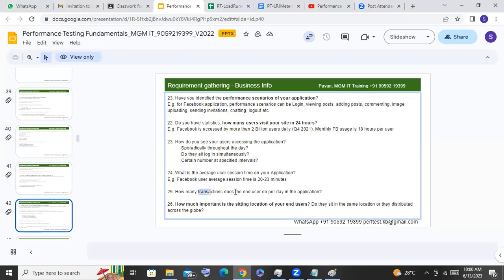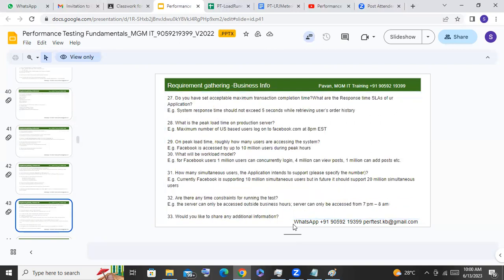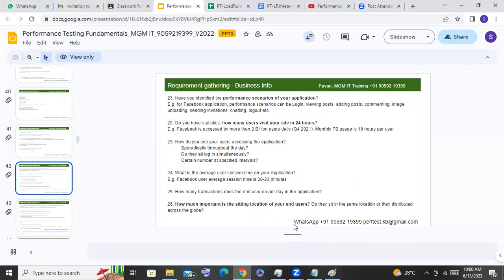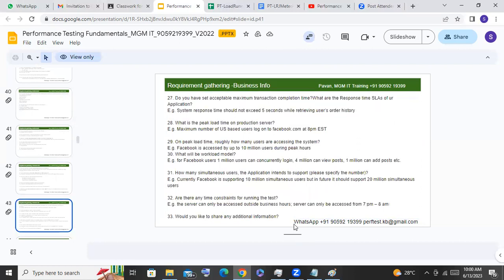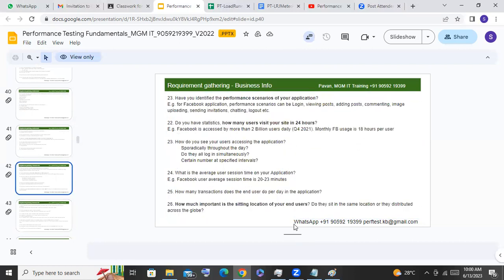How many transactions does the end user do per day in the application? What is the importance of the location of the end users? You would gather that information also. Clear about it, guys? There are some more requirements gathering that we would go through, but I would stop at this point. I'm already 15 minutes over time. Do you have any questions?